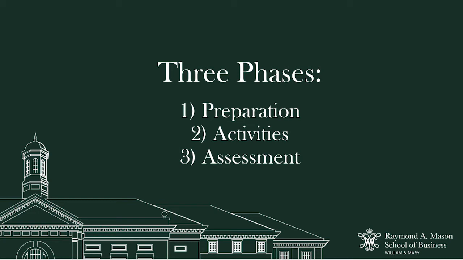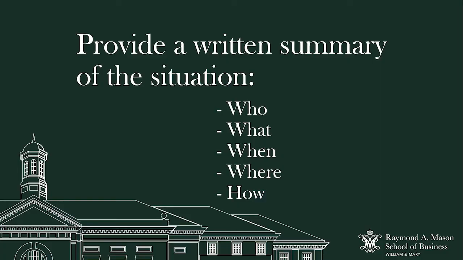There are three important phases to role-playing. The first is the preparation phase, the second is the activities phase, and the third is the assessment phase. During the preparation phase, it's often best to provide a written summary of the situation. Key data such as the who, the what, the where, the when, and the how are important to provide so the student understands the context of the situation and has the needed information to solve the problem.